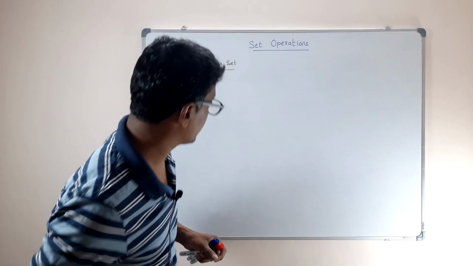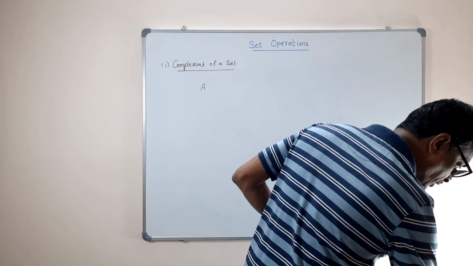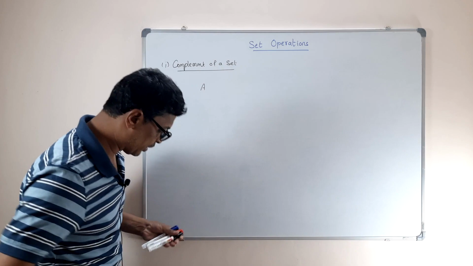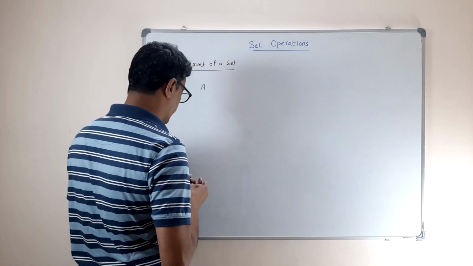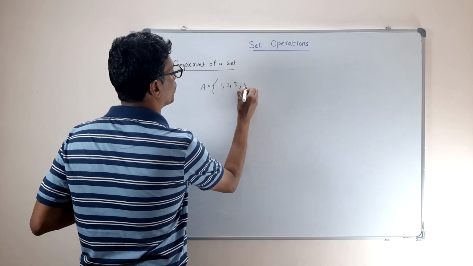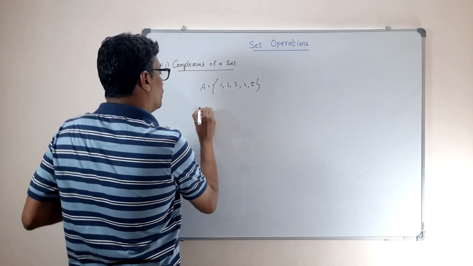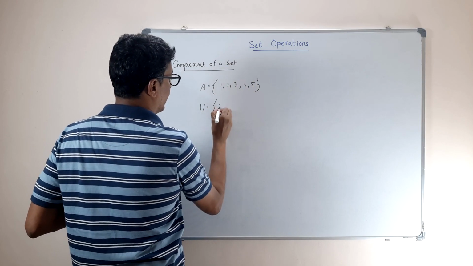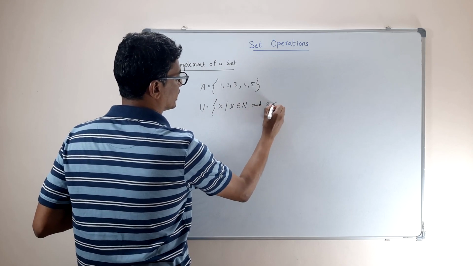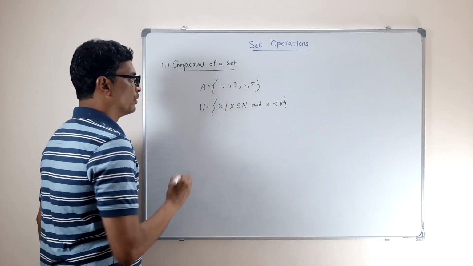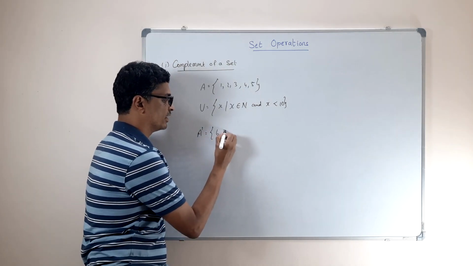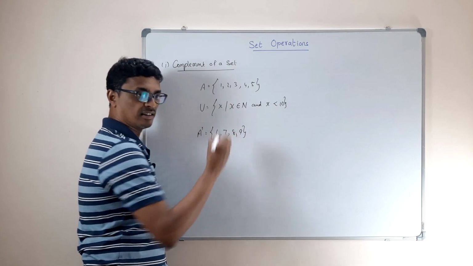The complement set is denoted by A prime: the set of all elements in U which are not in A. For example, suppose A is equal to {1, 2, 3, 4, 5}, and my universal set is {x such that x is an element of natural numbers and x is less than 10}. Now can you tell me what will be A prime? 6, 7, 8, 9. Correct.